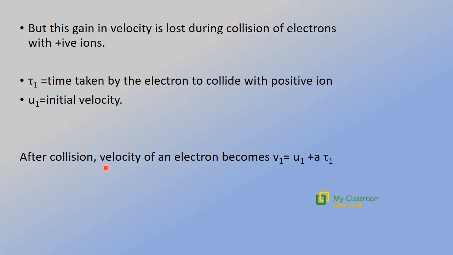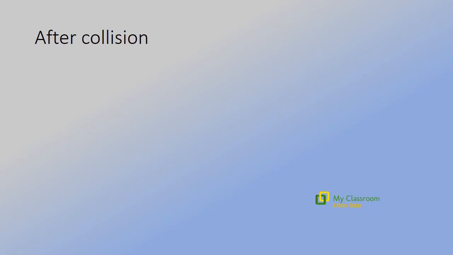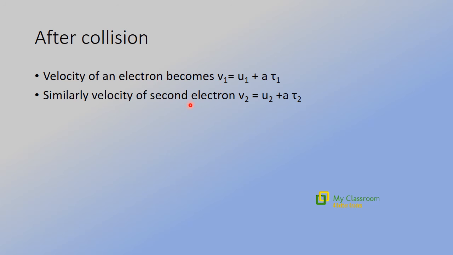Now after collision, the velocity of an electron becomes v1 equal to u1 plus a τ1. So we get the final velocity of an electron as v1 equal to u1 plus a τ1. Here v1 is the final velocity, u is the initial velocity, a is the acceleration, and τ is the time taken by the electrons to collide with a positive ion. After collision, the velocity of the first electron becomes v1, of a second electron becomes v2, of a third electron becomes v3.